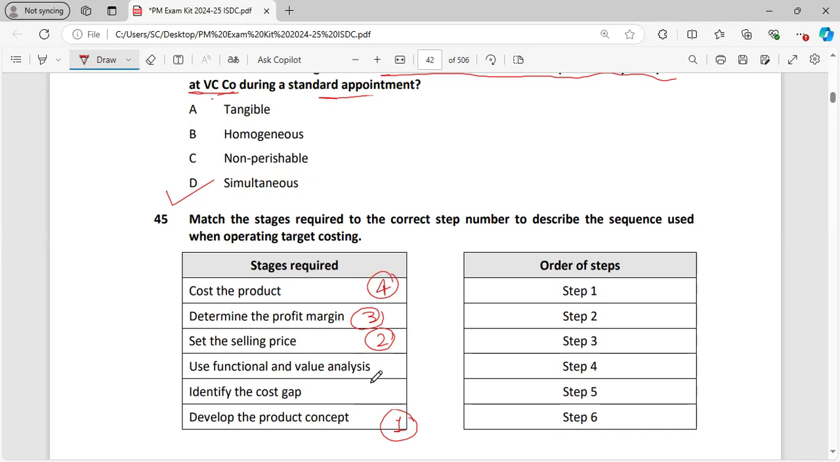Step five is what? We are identifying the difference between target cost and estimated cost. And the last one is what? We are identifying different aspects which can help us to reduce this target cost gap. These steps are also known as the target costing process. So whenever a question asks you what is the target costing process, this is the target costing process, and this one is the sequence 1, 2, 3, 4, 5, 6. So these are the MCQs from the target costing.